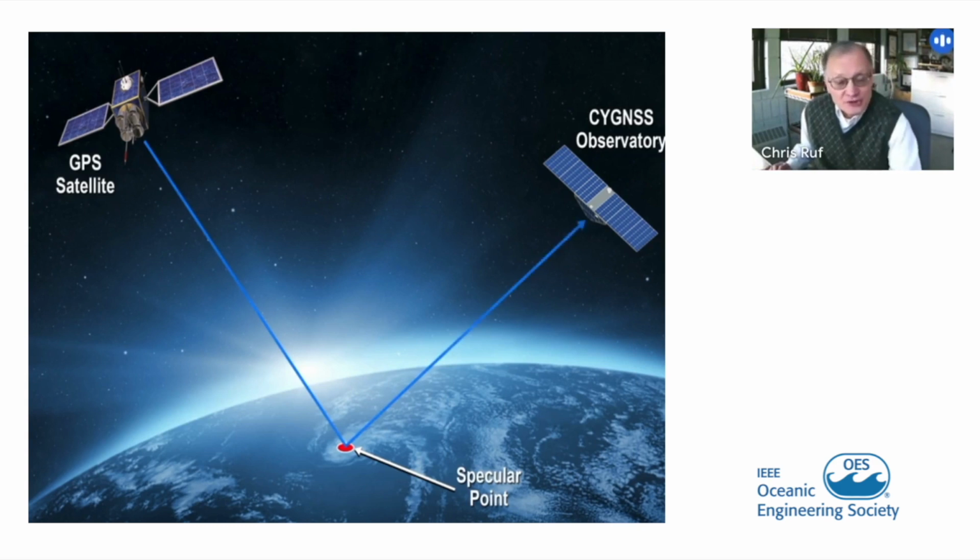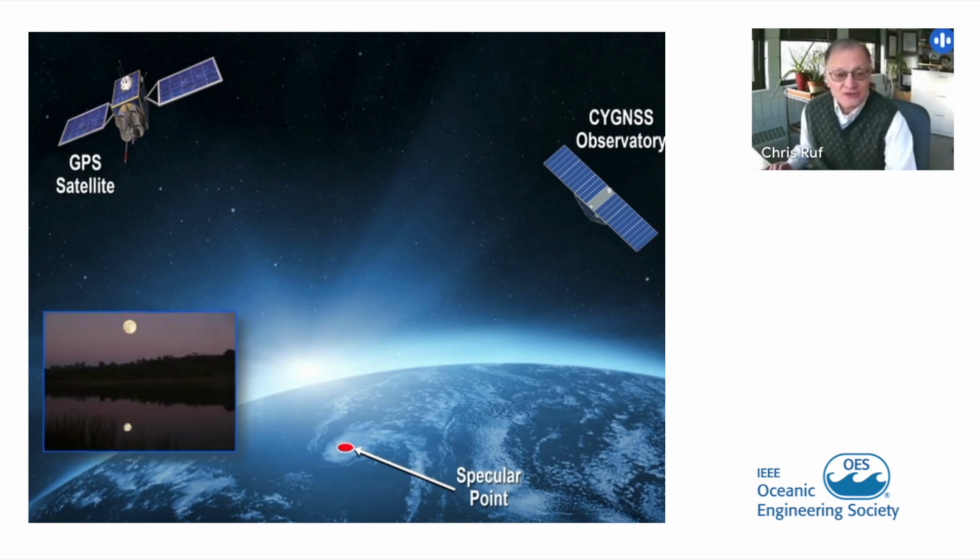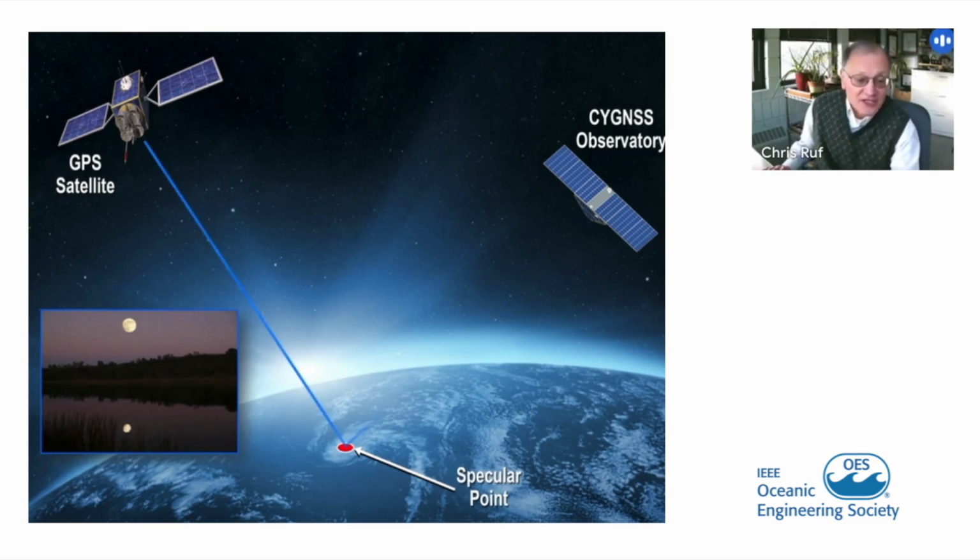If the ocean were perfectly smooth, it would act like a mirror, and you would get a perfect reflected version of the GPS transmitted signal. And this picture gives you an example of what perfect specular reflection looks like at optical wavelengths, where you can see the direct signal is the moon above the lake, and then the reflected signal is the moon reflected off the water. And if the water is very smooth, then you get a sharp picture of the reflected moon.